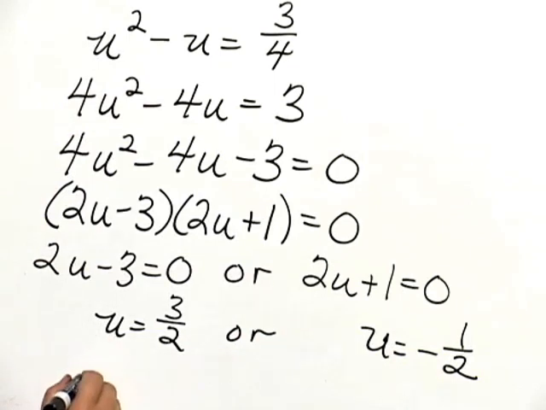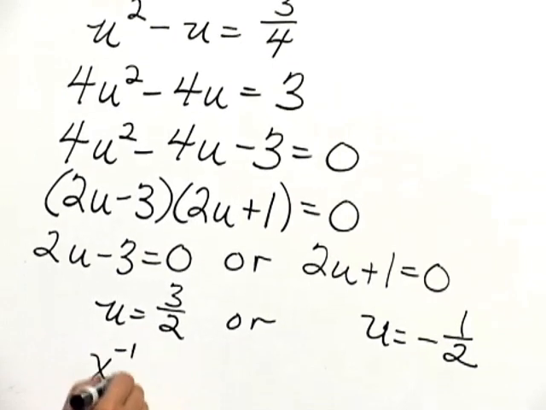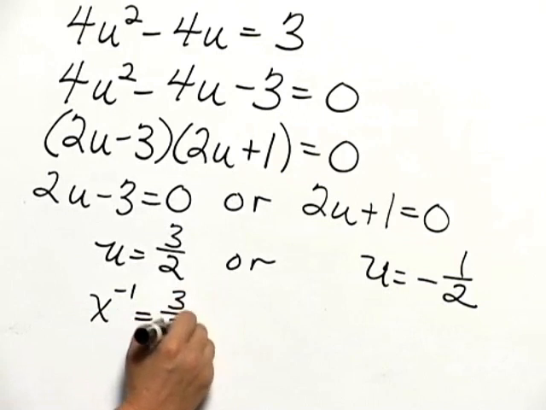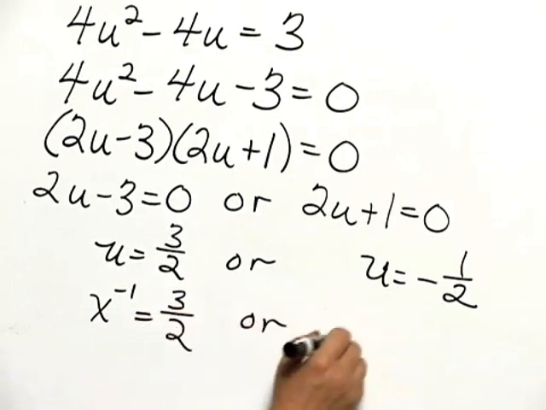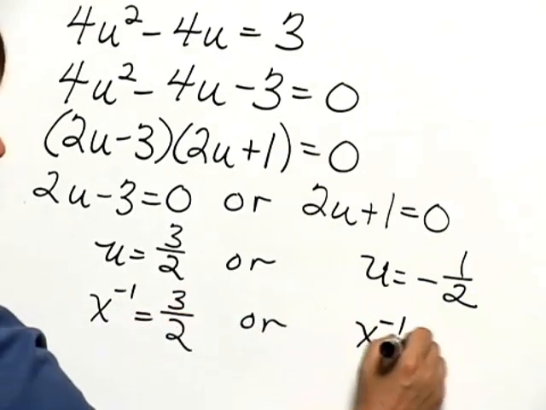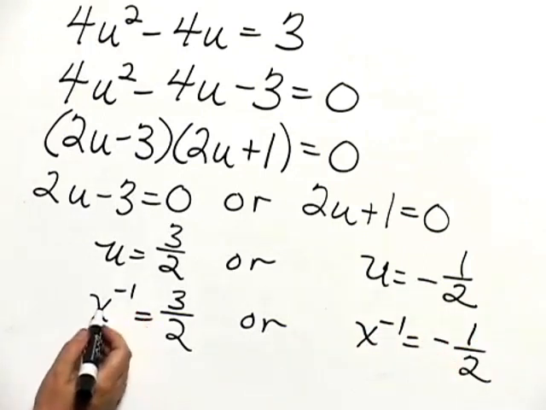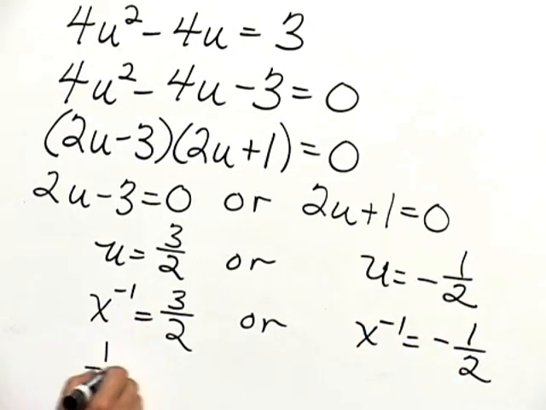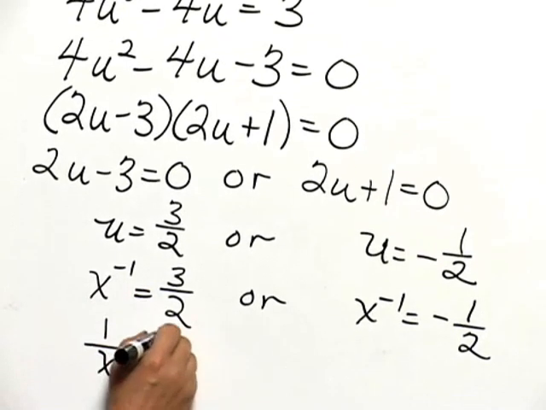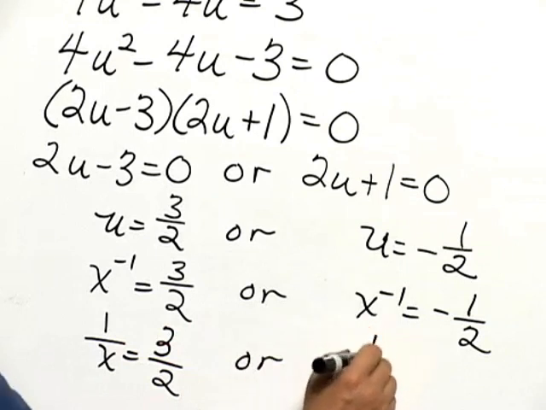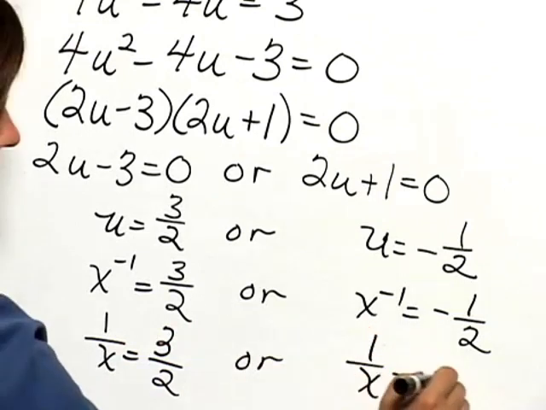We know that u is x to the negative 1 power. So we substitute x to the negative 1 equals 3/2, or x to the negative 1 equals negative 1/2. Now what does this mean? Well, that means 1 over x. 1 over x equals 3/2, or 1 over x equals negative 1/2.